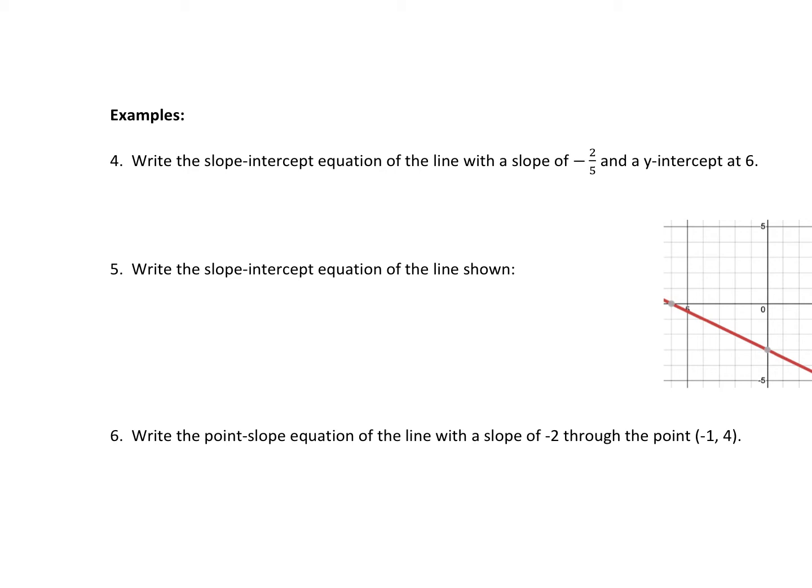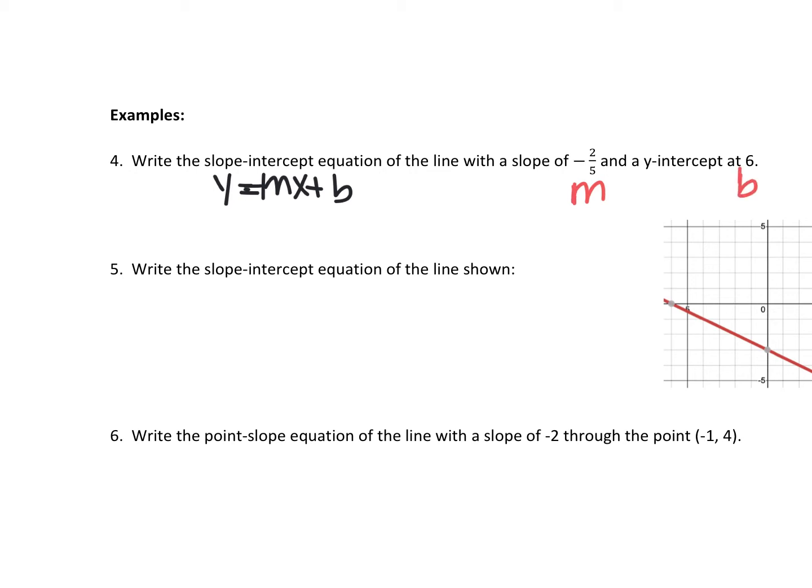Let me change this. It is one over here. Let's see. In orange, y equals mx plus b. Remember, m is the slope, b is the y-intercept. And so it tells us the slope is negative 2/5 and the y-intercept is 6. So that's our m and our b.